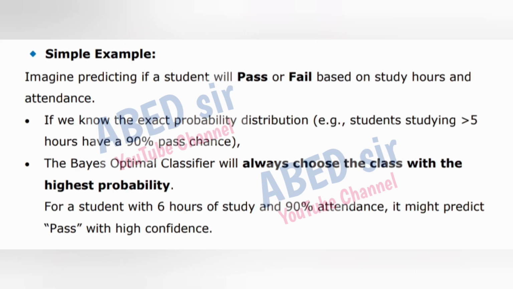Simple example: imagine predicting if a student will pass or fail based on study hours and attendance. If we know the exact probability distribution, for example, students studying 5 hours have a 90% pass chance, the Bayes optimal classifier will always choose the class with the highest probability. For a student with 6 hours of study and 90% attendance, it might predict pass with high confidence.